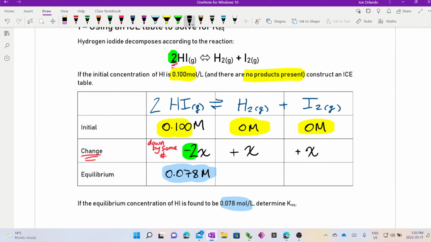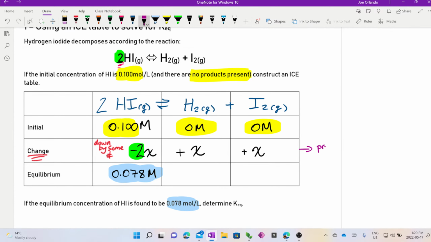What's important is products and reactants should have opposite signs. Does that make sense?